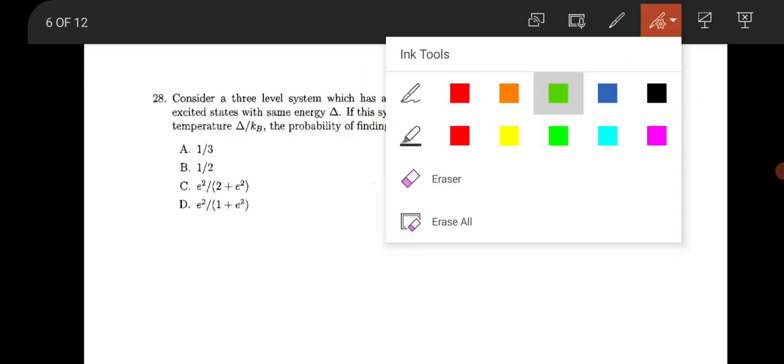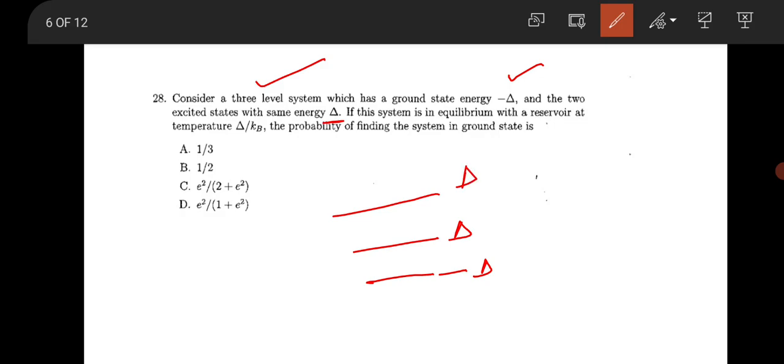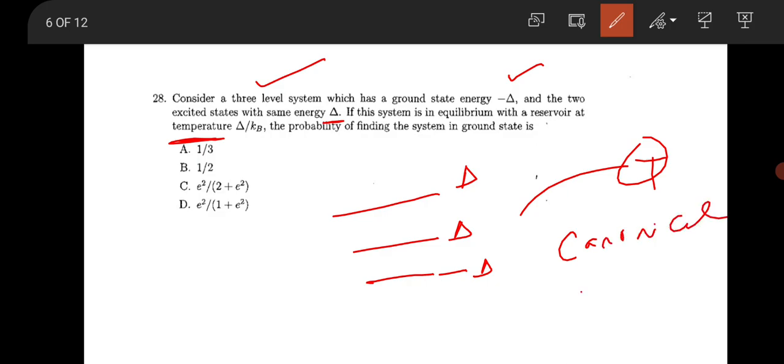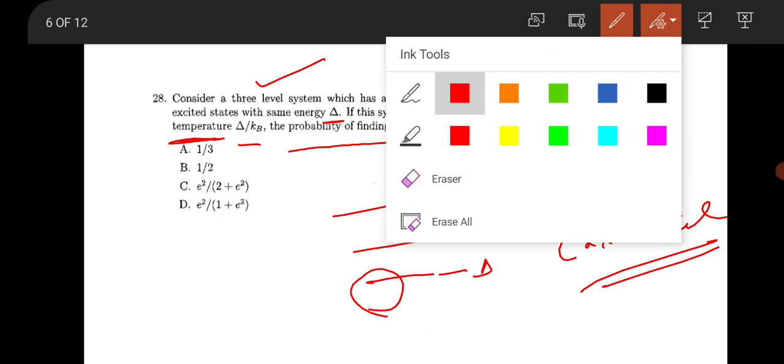This is a very nice question from statistical physics. Consider a three level system which has a ground state at minus delta and two excited states with the same energy delta. So the ground state is minus delta and the two excited states have energy delta. Then it is connected to a heat reservoir at temperature T. If connected to a heat reservoir at T, then it is a canonical system. Now find the probability of finding the particle in the ground state, that is the minus delta state, when kT is equal to delta. This is a very standard question.